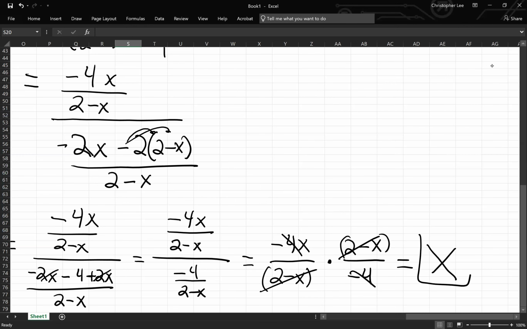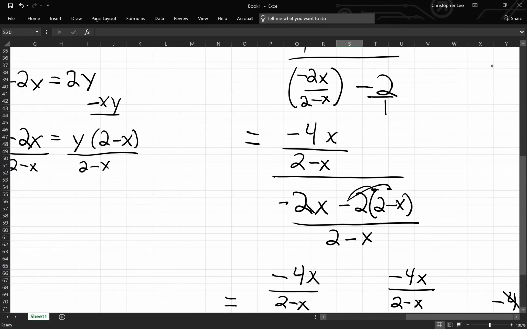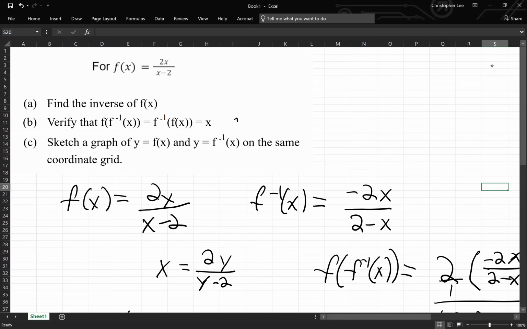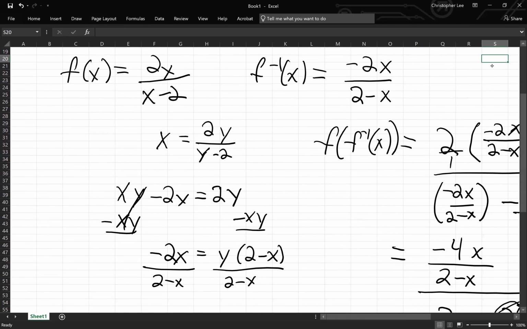So this is in fact an inverse, right? This is part B. We verified it. Bam, and we found the inverse, right? Now I said that they want us to sketch the graph on the same coordinate grid. Let's do that.